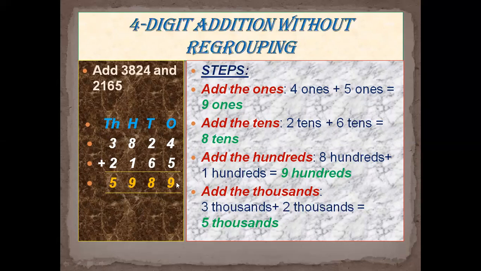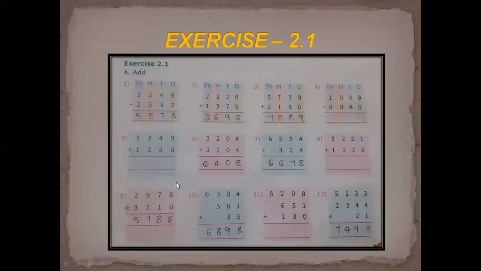Now let us see the exercise. Exercise 2.1, A, add. First one, 3246 plus 2332. Here we first add the ones place digits, 6 plus 2. We keep that 6 in our mind and take 2 in our hand. After 6 we count our fingers: 7, 8. That equals 8.